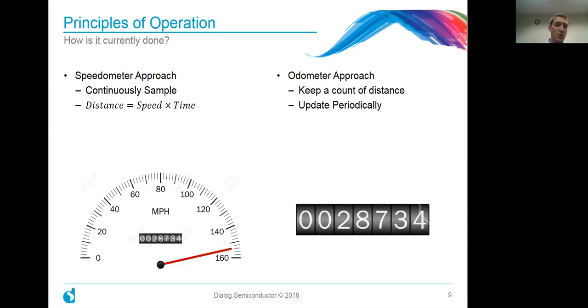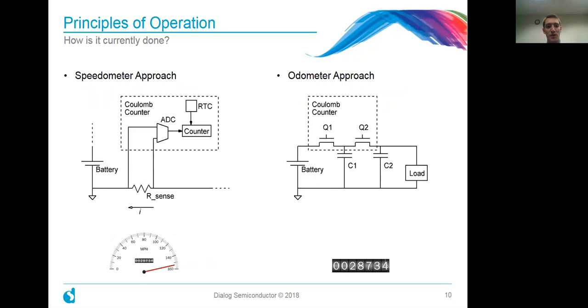Now the other approach is an odometer approach. The odometer approach is just like the odometer in your car. It has a unit value, maybe a tenth of a mile or a mile, and it constantly increments up in distance each time you move that unit of distance. So if you're driving fast, or if you're driving slow, or if you're driving fast and slow then fast, the odometer simply tracks all of that change and accumulates it into the output like you see here in an odometer value. So it updates periodically, and it doesn't require any math. It simply just works. As you spin the wheels, it's going to increment the odometer. And so that's how two of the principal approaches to Coulomb counting are currently done.